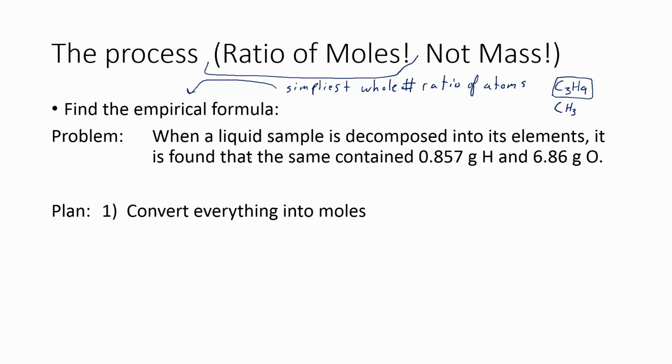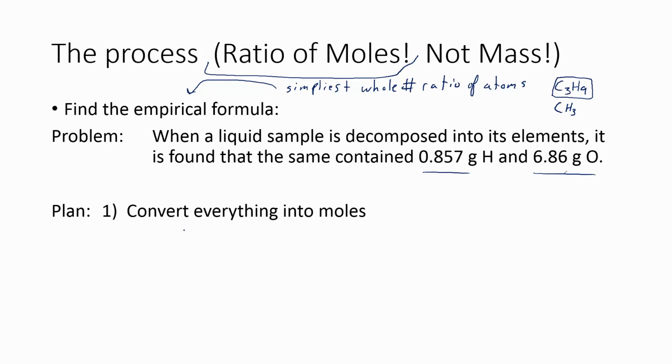Okay? So let's look at this idea. We have a liquid sample. We decompose it into its elements. It is found that the sample contained 0.857 grams of hydrogen and 6.86 grams of oxygen. So to figure out this ratio of moles, first we convert everything into moles.